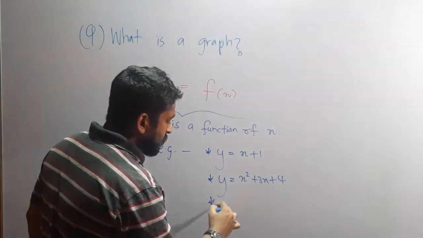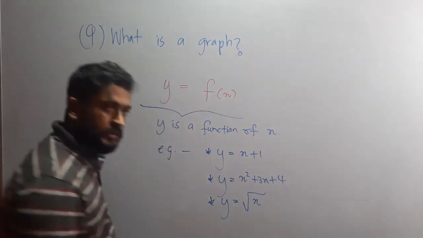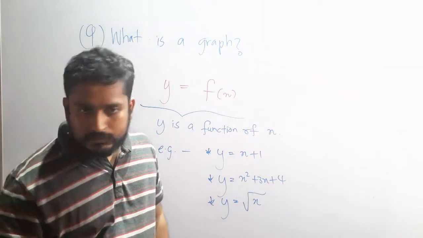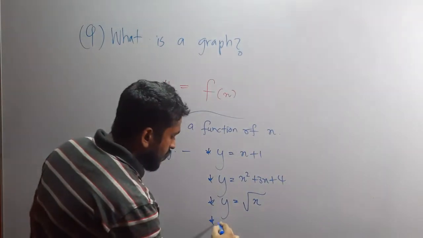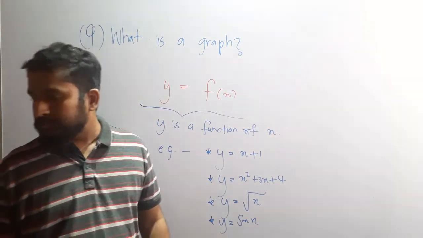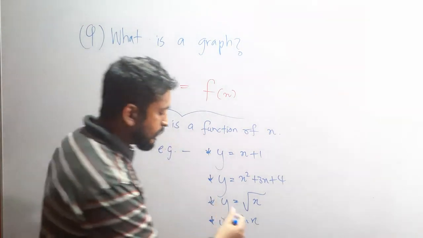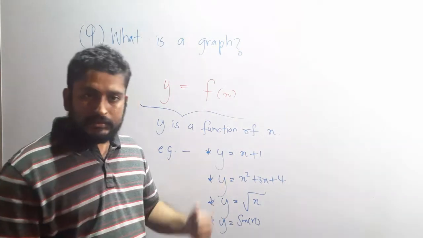And what about this? Y equals square root of x. Yes, it is a function of x. Y is in terms of x. What about this? Y equals sin x. Yes, it is a function of x. Y is in terms of x.